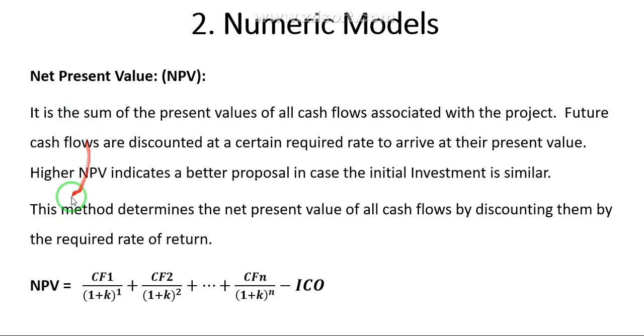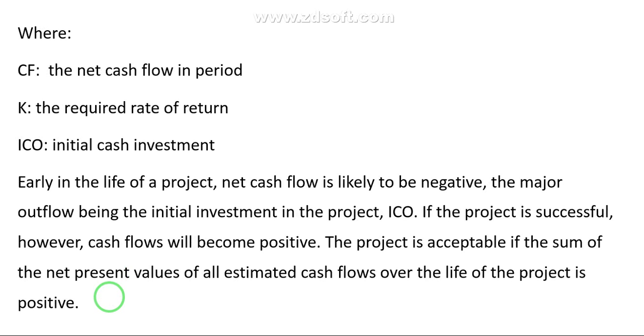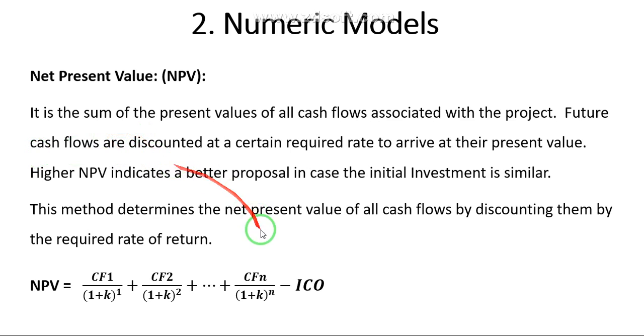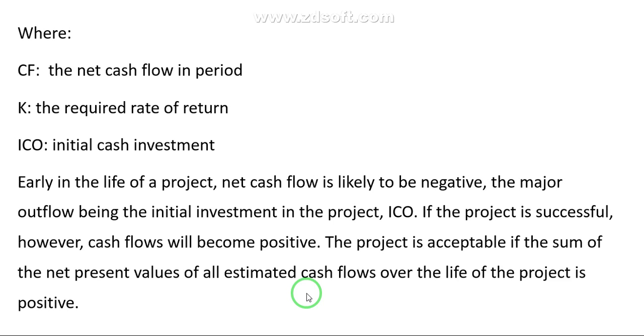So here 1 plus K to the power of 1. K represents the rate of return, which is exactly the discount rate of return. ICO means initial cash investment. If you observe the formula, there is minus ICO. ICO is called initial cash investment, which is basically how much investment the project requires.